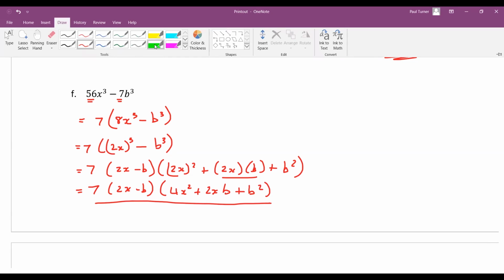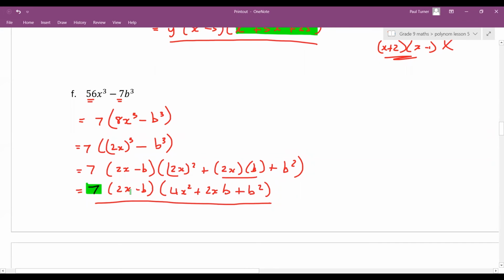Which is quite possible. First a number, which is a constant. Then you've got what they call a linear factor, and another factor here. So that's your final answer for that one.